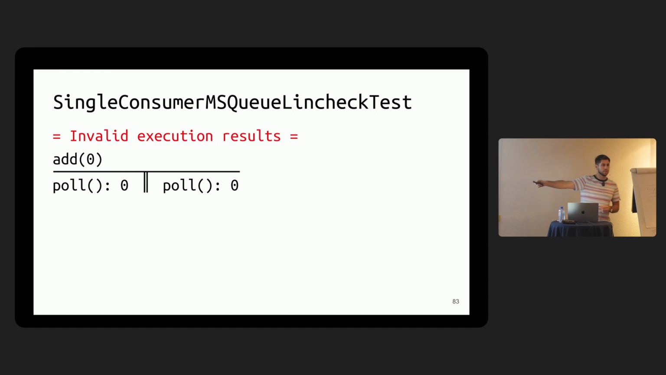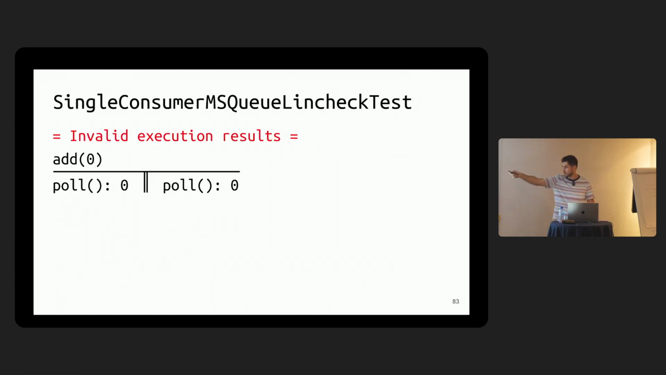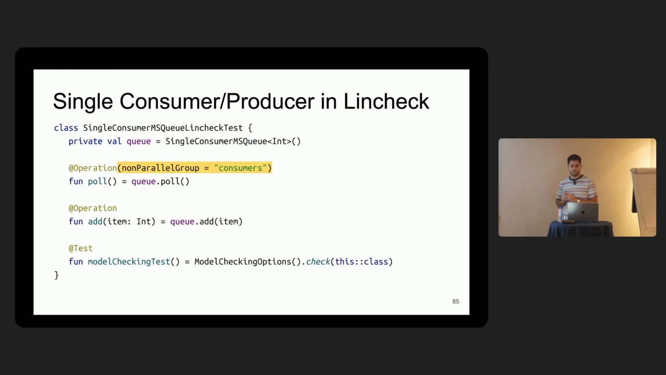Why does it fail? Exactly. This test doesn't know that our queue is single consumer, and in this scenario we see that we call poll from different threads concurrently. So we need a way in Lincheck to explain such constraints. And that's how we do that.